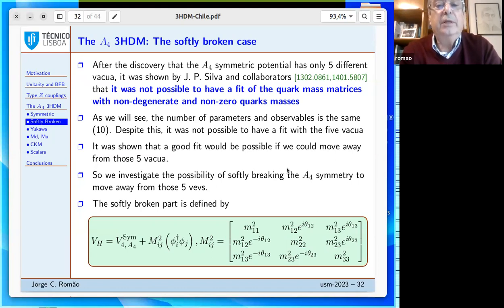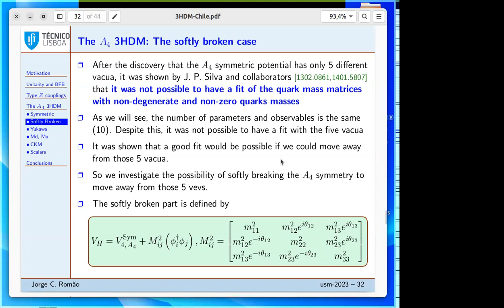And then we investigated the possibility of softly breaking A4 symmetry just to move away from the VEVs. And for this, you add to the symmetric potential some quadratic terms, where we took the most general Hermitian matrix. And with that, we tried to see if it was possible to bypass this theorem or conclusion from this.